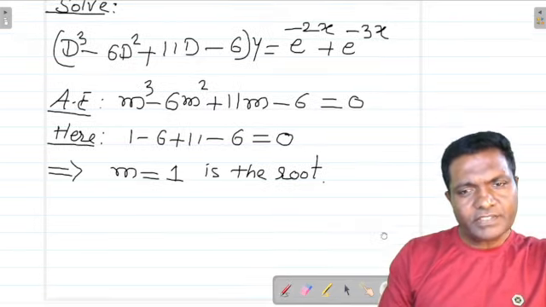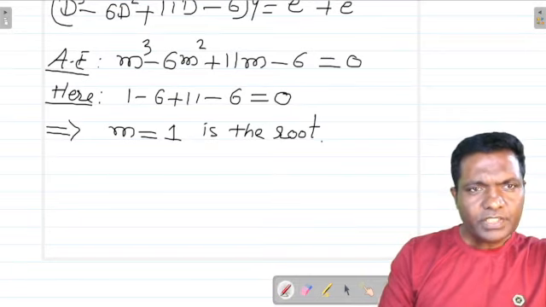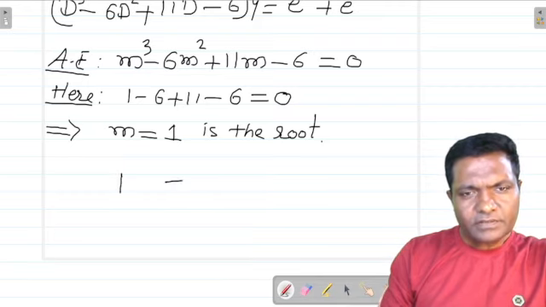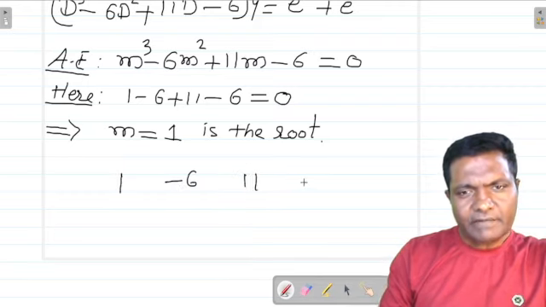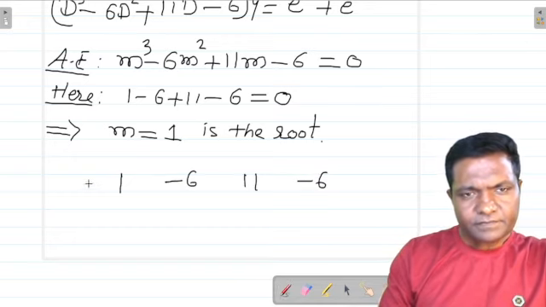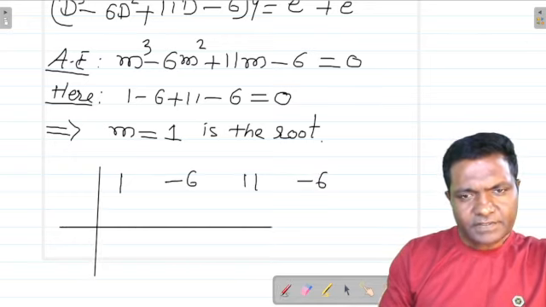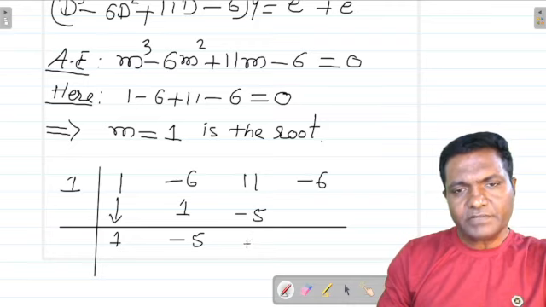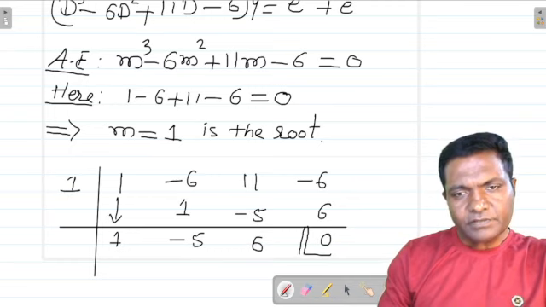So if m equal to 1 is the root, then by synthetic division, write the coefficients: 1, minus 6, 11, minus 6. Take the root you got by inspection, 1, and drag the first number as it is. 1 into 1, 1. Minus 6 plus 1 is minus 5. Minus 5 into 1 is minus 5. 11 minus 5 is 6. 6 into 1 is 6. And clearly on addition you get 0.